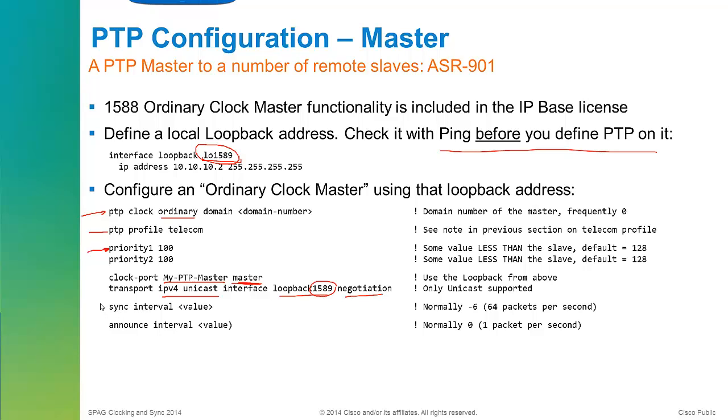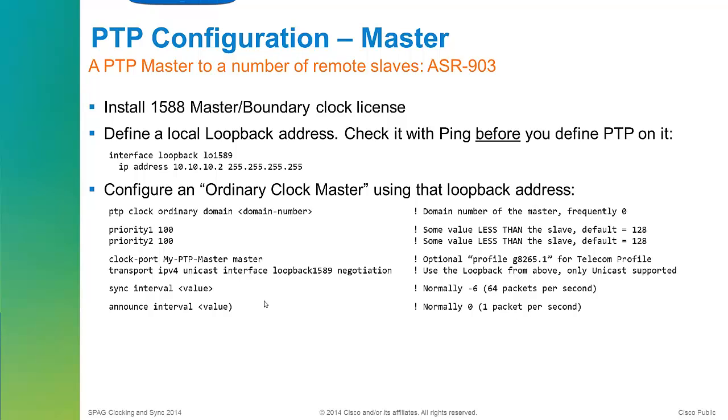These are the values that I said you can configure. Sync interval, normally it's -6 or 64 packets a second. Normally with a angle bracket is 0 or 1 packet a second.